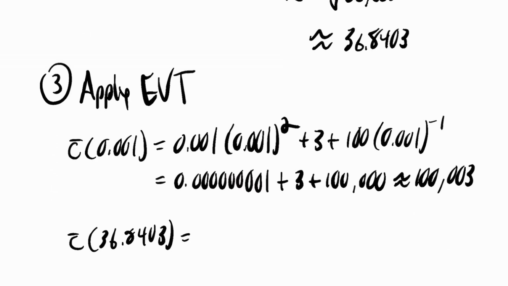Okay, so that is the average cost when you make one widget. $100,003. Basically $3 for the materials cost of the widget, and the 100,000 is all overhead, more or less.